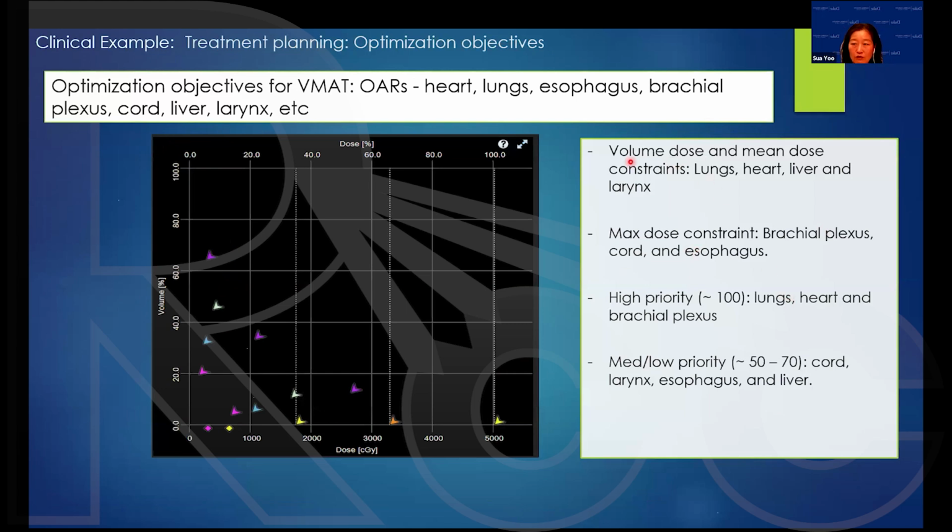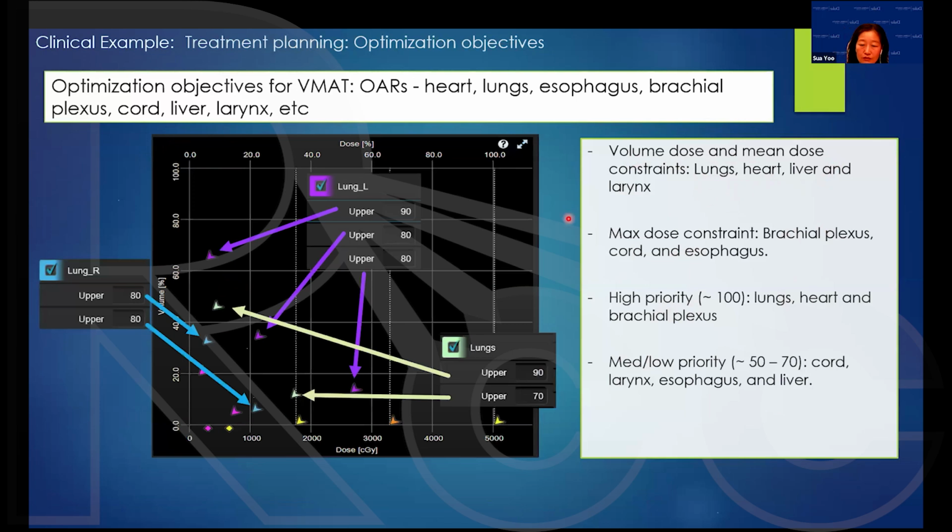What about OAR? Volume dose and mean dose constraints work well for lung, heart, liver, and larynx. For the ipsilateral lung, I put about three. If you put like 5 or 10, that's too much. You get confused if there are too many. So maybe 2 or 3 works well for the volume constraint. For the total lung, we still put some, and for the other side of the lung, put 2. And priority should be pretty high, about maybe 80, 90, if the target priority is about 120.